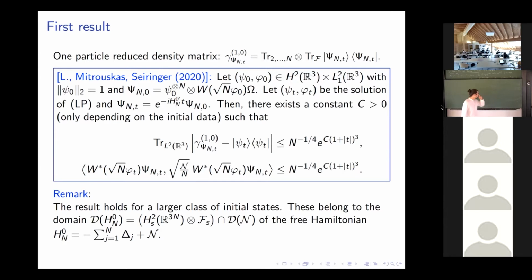In general, this result holds for a larger class of initial states where the many-body states are all in the domain of the free Hamiltonian.